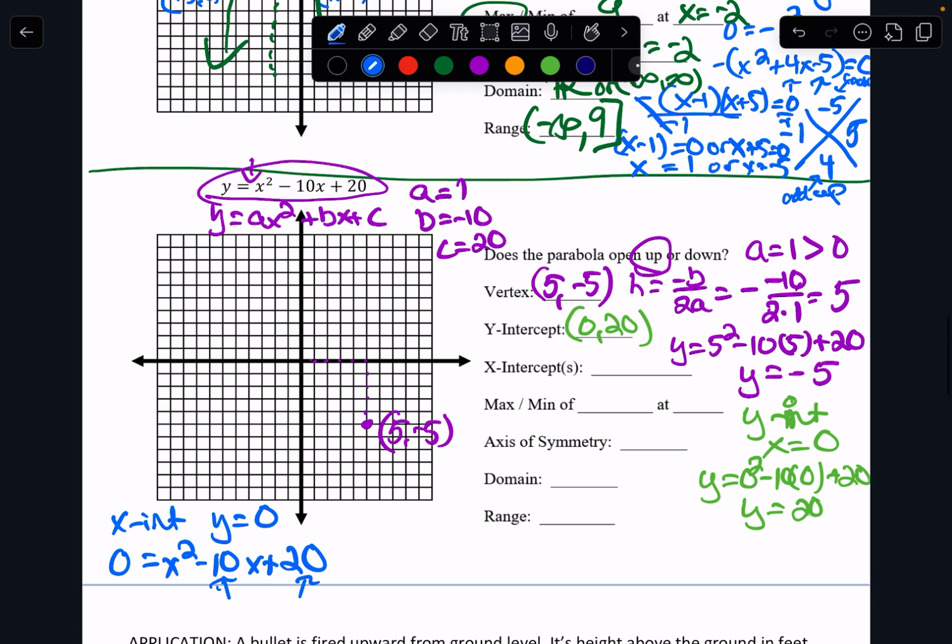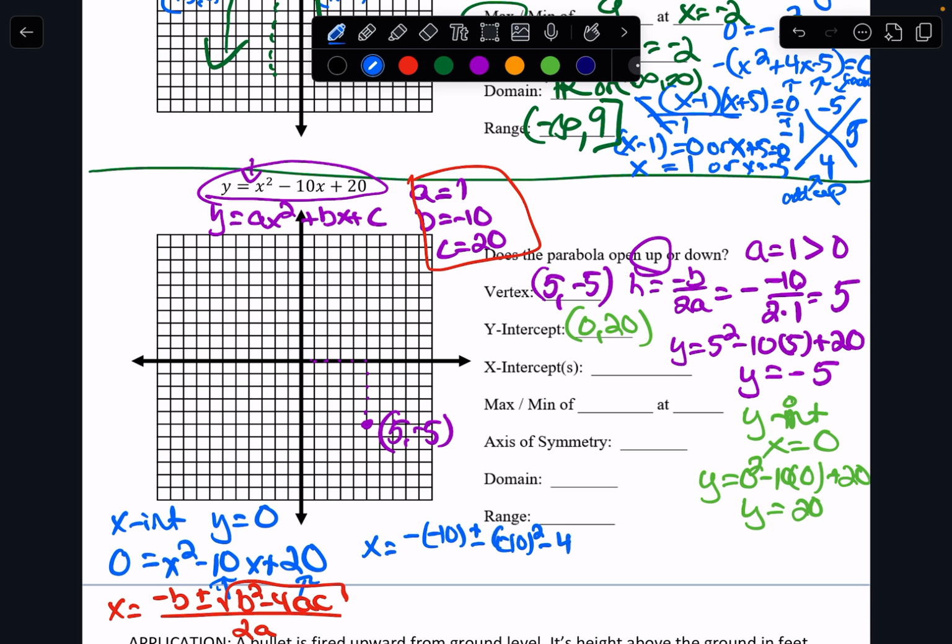So what we're going to use here is the quadratic formula, which is x equals negative b plus or minus the square root of b squared minus 4ac, divided by 2a. Now, we already have our a, b, and c over here, so we're just going to plug those in. So x equals negative 10 plus or minus the square root of negative 10 squared minus 4 times a, which is 1, times c, which is 20, divided by 2 times 1.